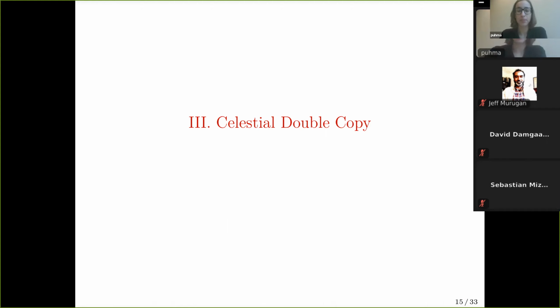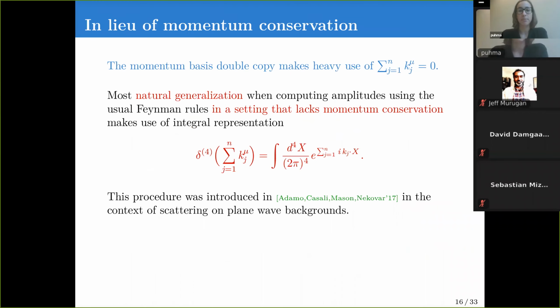Okay, so now let me go on and discuss the celestial double copy procedure. As I already mentioned, the momentum space double copy makes heavy use of the fact that the sum of the momenta is 0. In a setting that lacks momentum conservation, such as is the case for celestial amplitudes, the most natural generalization when computing amplitudes using the usual Feynman rules is by using this integral representation of the delta function that implements momentum conservation.